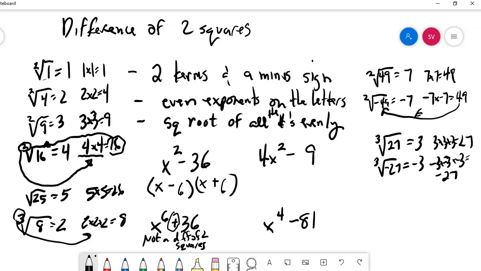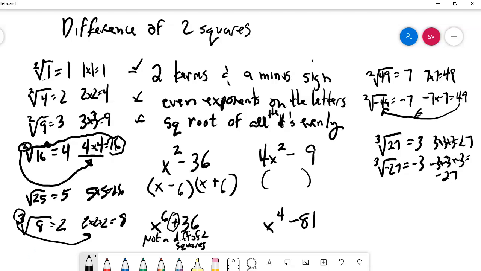So let's take a look at this example. Let's see if this is a difference of 2 squares. Do I have 2 terms? Yes. Are they separated by a minus sign? Yes. So that is covered. Do I have even exponents on the letters? Yes, I do. Can I take the square root of all the numbers evenly? Could I take the square root of 4? Yes. Could I take the square root of 9? Yes. So these checkpoints are met.